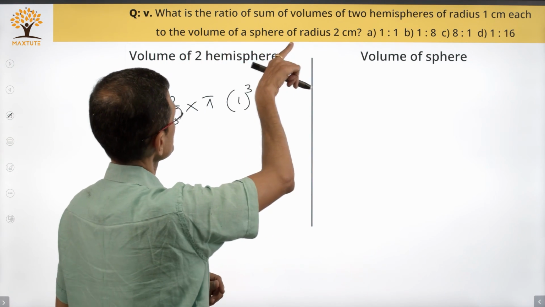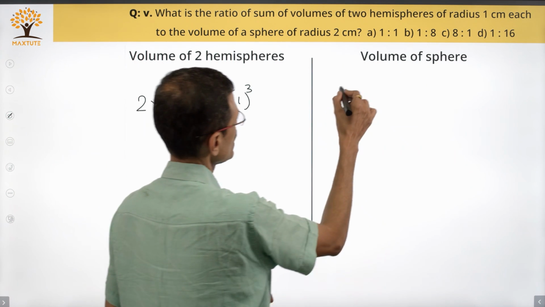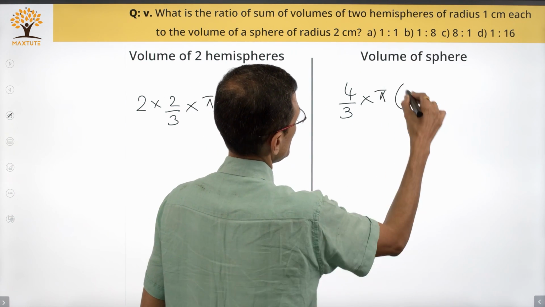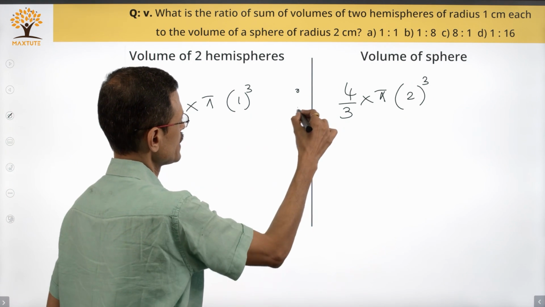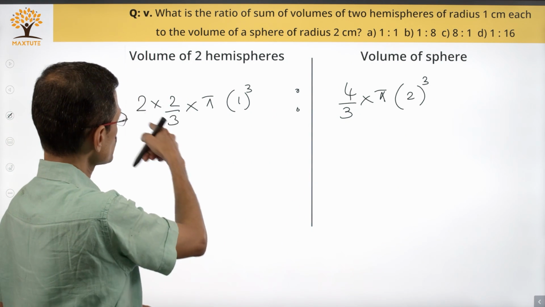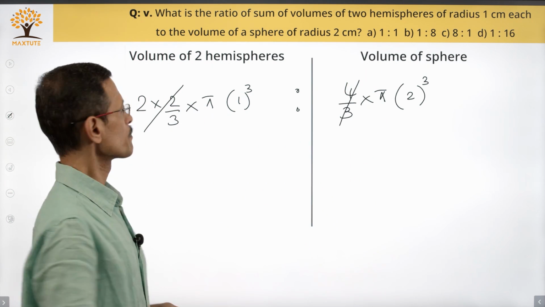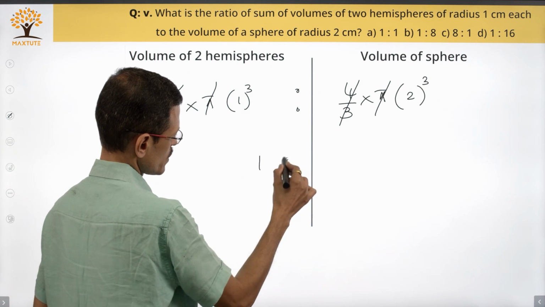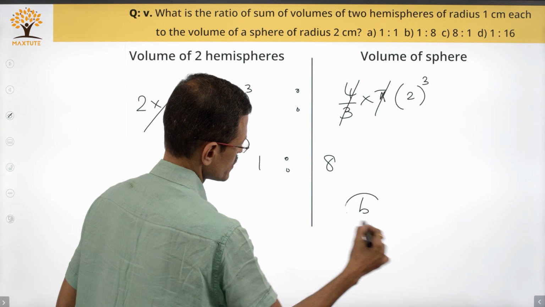What are we comparing on the other side? Volume of a sphere. This is a hemisphere, that's a sphere. For a sphere, the volume is 4 by 3 pi r cube. So 4 by 3 into pi into r cube, in our case, is equal to 2 cube. We'll have to find out the ratio between these two. 2 times 2 by 3 is 4 by 3. So 4 by 3 on the left hand side gets cancelled with 4 by 3 on the right hand side. Pi gets cancelled with pi. So what are we left with? 1 cube which is 1, 2 cube which is 8. 1 is to 8. Choice B is the answer to this question.